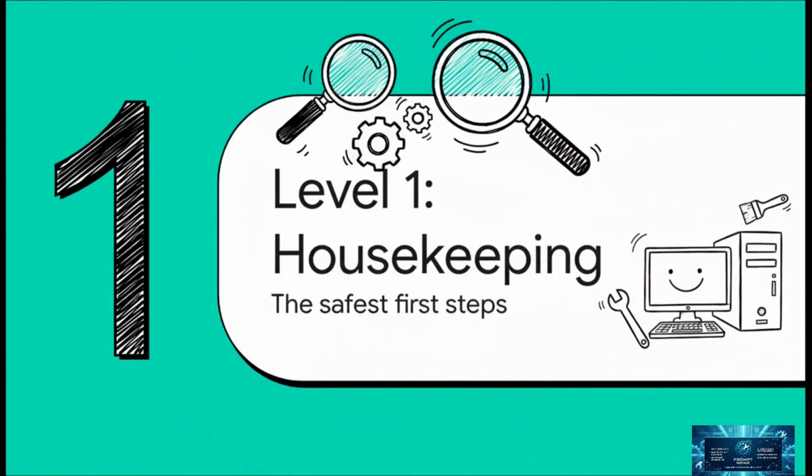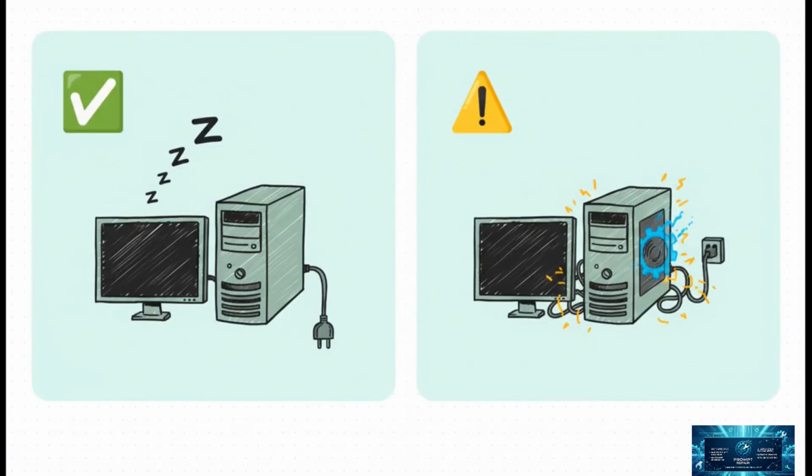Okay, level 1. Before we break out any complex tools, we're going to start with some basic system housekeeping. Seriously, don't skip these. You would be absolutely shocked how many mysterious problems are solved right here. First up, we need to talk about a little feature called Windows Fast Startup. Now here's the thing. By default, when you click Shut Down, you're not actually getting a full shutdown.